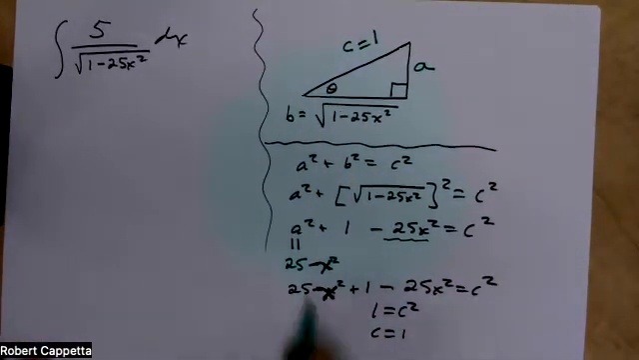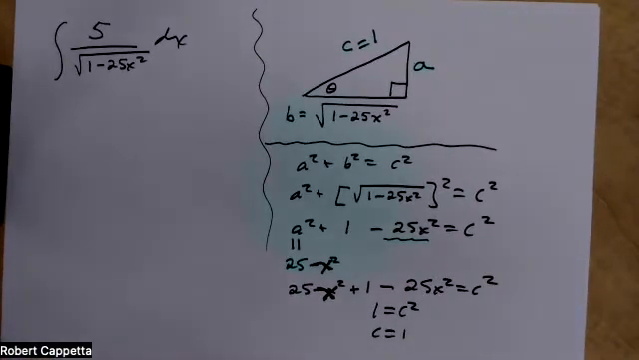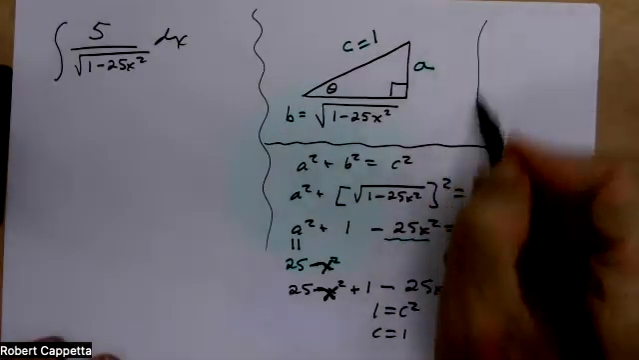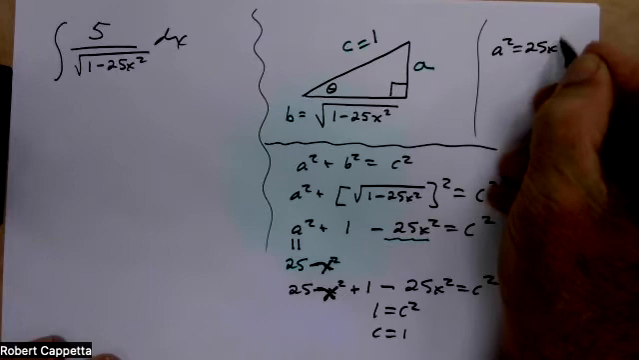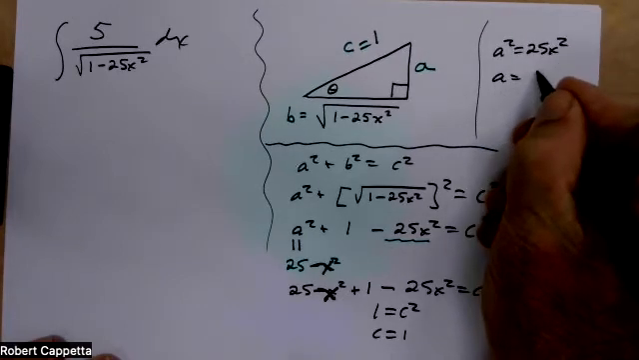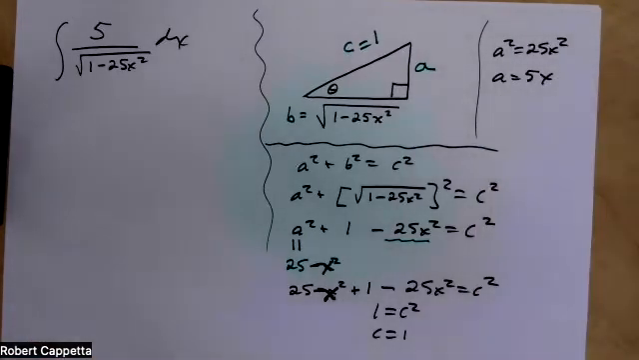And what is my a? We said a squared was 25x squared. If a squared is 25x squared, then a is simply 5x.